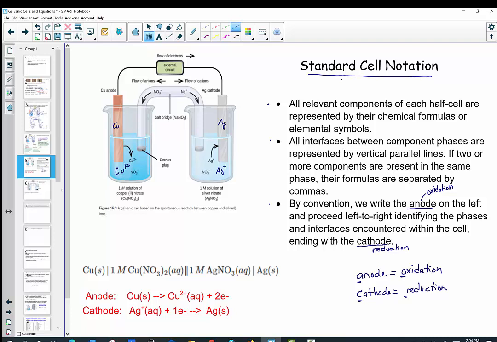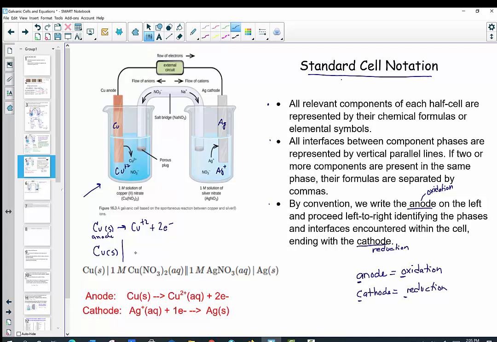So let's take a look. We know we start over here on the left side. What is in the anode? The anode is the site of oxidation. So the chemistry says that copper solid is losing 2 electrons to form its aqueous ion, copper plus 2. This is the chemistry of the anode. So how do we represent that chemistry in standard notation? We said the elemental symbol of copper, with its S for solid, is going to be separated by its interface. That's that parallel line there, separating that phase there.